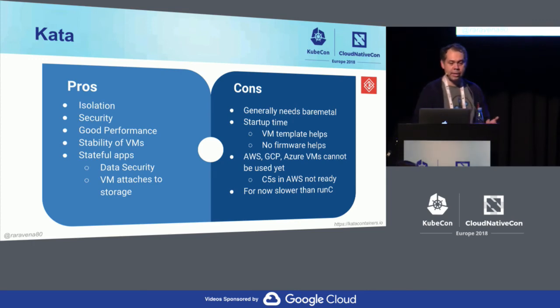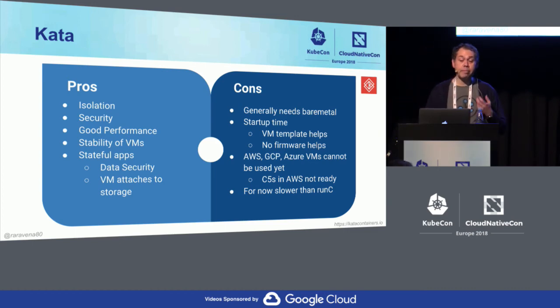So the pros of Kata are that it provides great isolation. It's got the best security. It's got good performance, not the fastest, but good performance. The VMs have been around for quite a while, so they're pretty stable. And you could potentially use it for stateful types of applications, where you attach your storage to a VM, and maybe you want to attach that in an encrypted fashion, or maybe you want to store some security information, some database security information. It might be pretty useful for those types of applications.